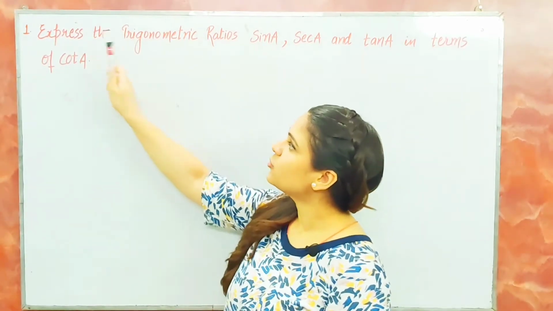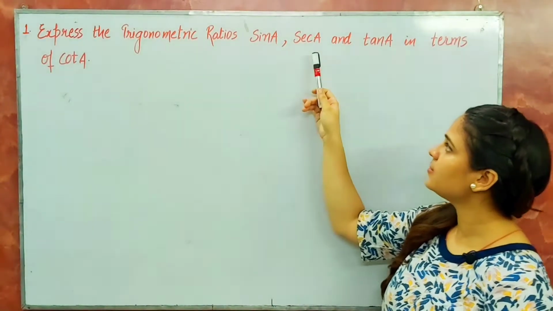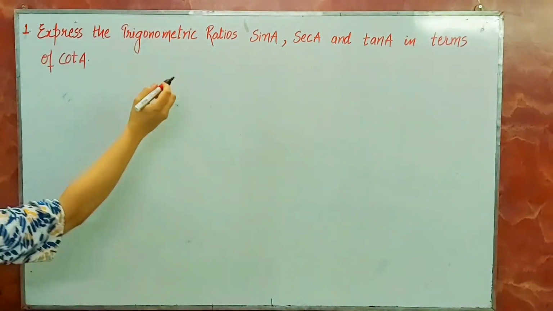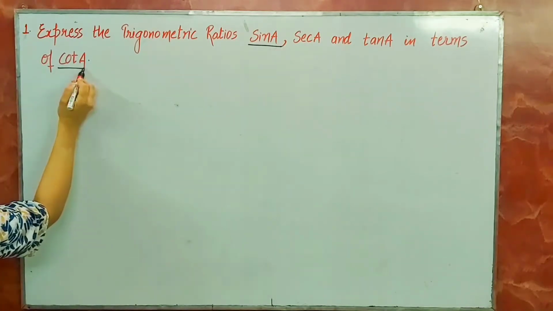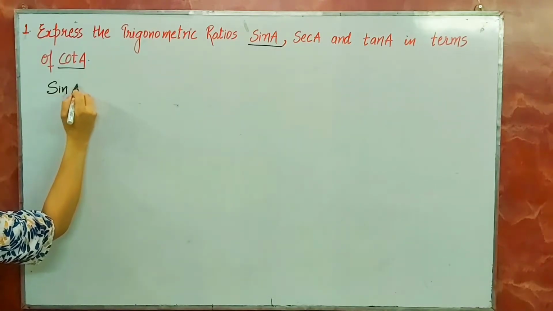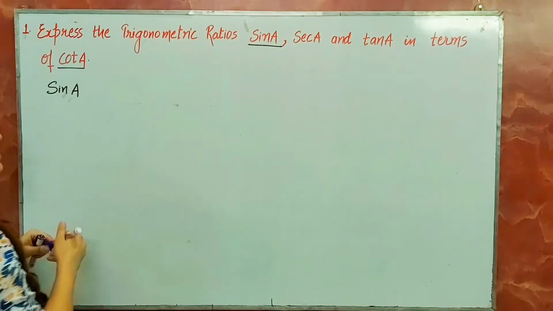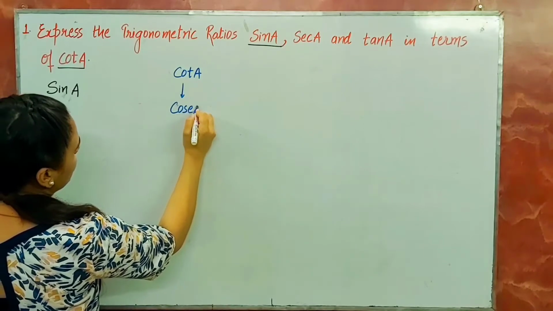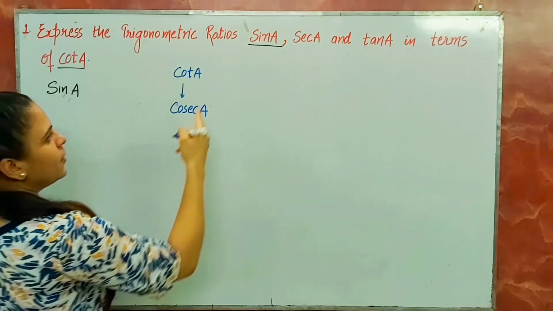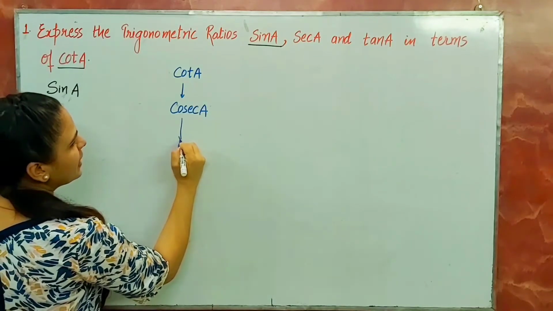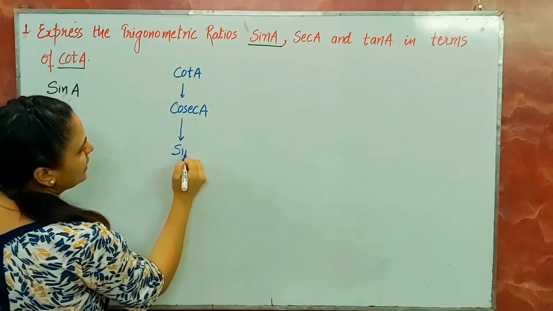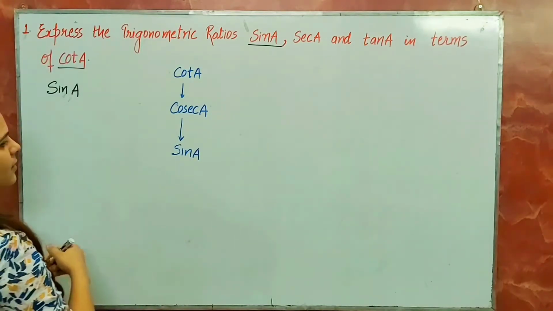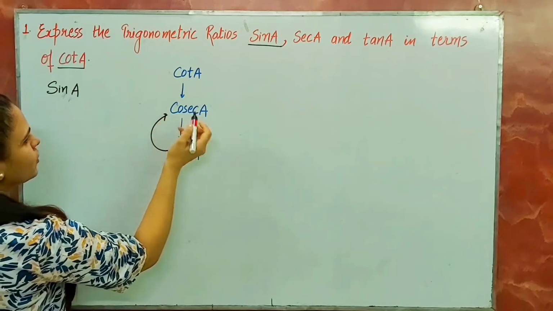Question number 1 is express the trigonometric ratios sin A, secant A and tan A in terms of cot A. So firstly, we have to convert sin A in cot A. Let's see how you can convert this. Cot A can be converted into cosec A using square relationship and cosec A into sin A using reciprocal relationship. So we will start from this step, sin A to cosec A.